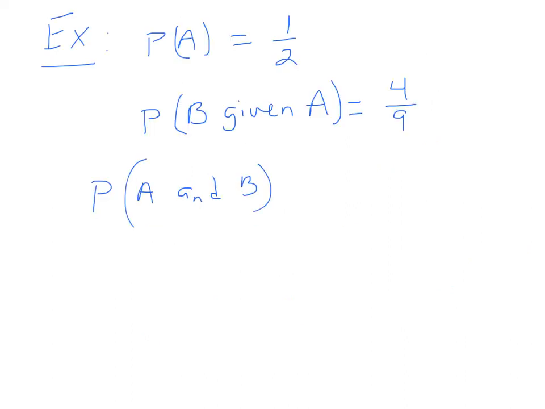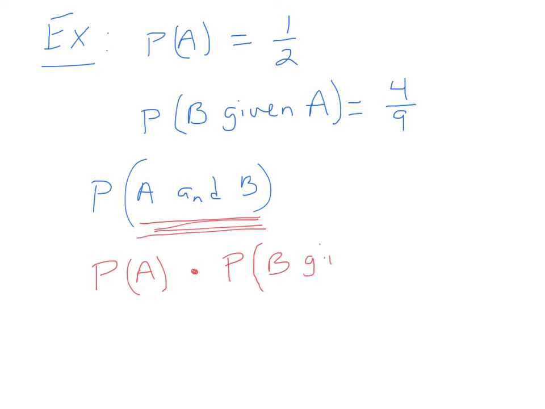Yay! Here we go again with another straightforward probability problem. We've got the probability of A is 1/2. The probability of B given A is 4/9, and we're looking, of course, for the probability of A and B. Well, the probability of A multiplying the probability of B, but given that A first occurred, that's what this means. It's just like the problem we did last time. That's how we find this probability.